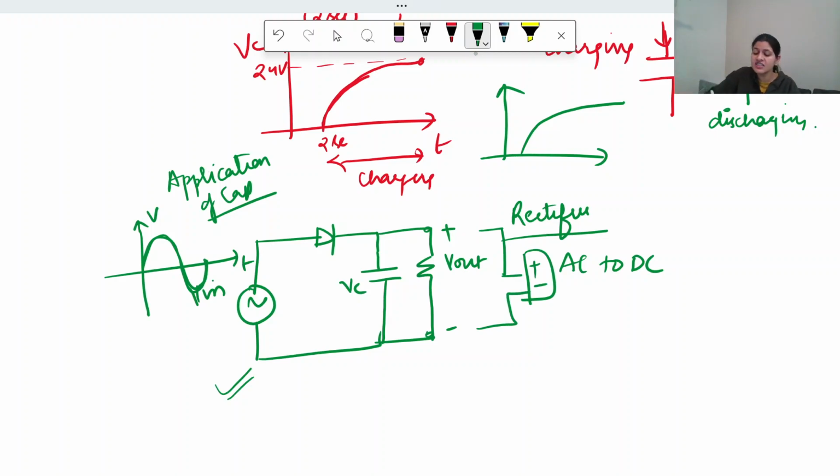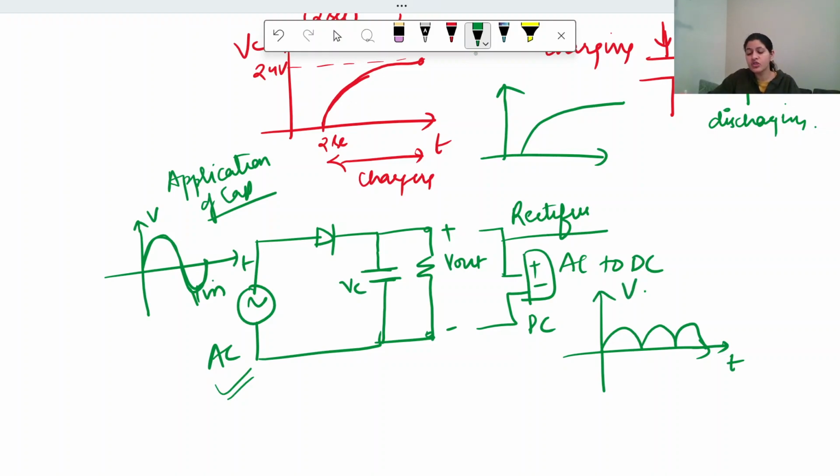Because it requires DC power. So here the output is DC, input is AC, and therefore it is a rectifier circuit. If this capacitor filter would not be there, we will get this kind of DC, right? This is time, this is voltage, we would get this kind of DC, and this is a pulsating DC. Obviously this is DC because it does not have any negative component in it.